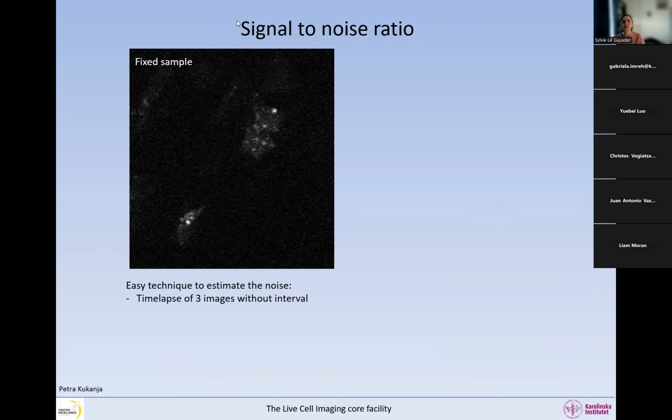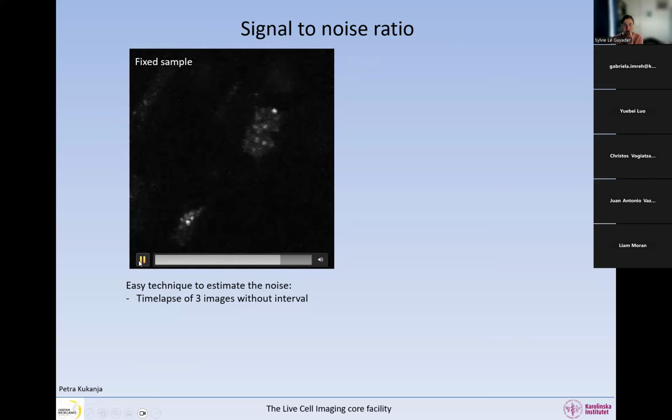Now we're talking about signal to noise ratio. Signal to noise and signal to background are different. I remind you that the background is real fluorescence, just the stuff that we do not want. To estimate the noise in the image, we do something that you did this weekend. We take a little time lapse of our sample, very quick, no interval, just 3 little images. And then we play it.